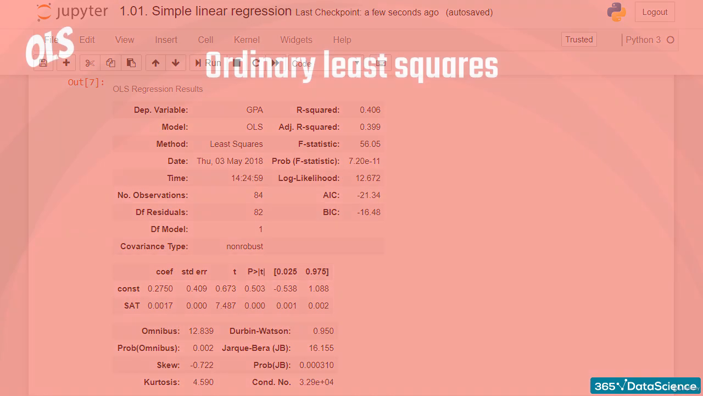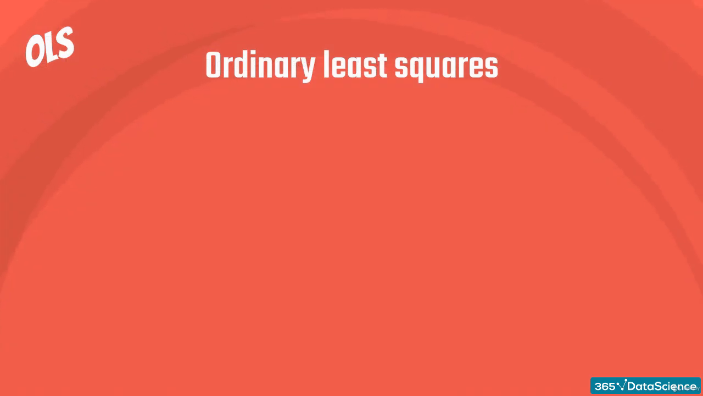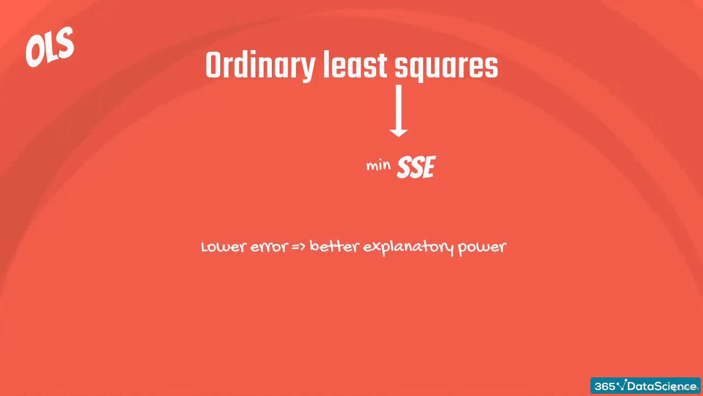OLS, or the ordinary least squares, is the most common method to estimate the linear regression equation. Least squares stands for the minimum squares error, or SSE. You may recall that a lower error results in a better explanatory power of the regression model. So, this method aims to find the line, which minimizes the sum of the squared errors.